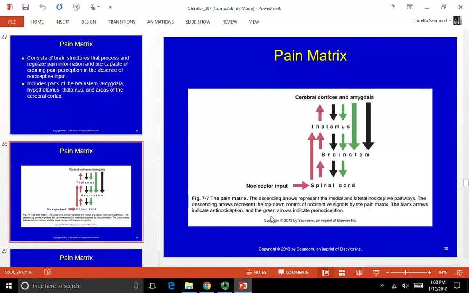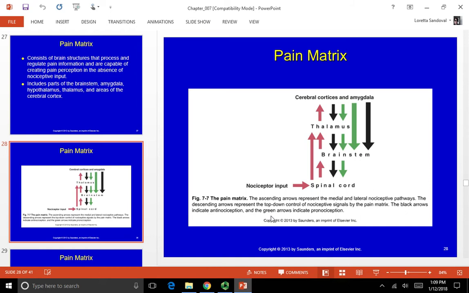So here's our little pain matrix chart, and it uses arrows. The descending arrows represent top-down control of nociceptive signals by the pain matrix. The black arrows are antinociception, and the green arrows are pronociception. The red arrows are bottom-up signals. So the red arrows are nociceptive input, the green and black arrows are pain matrix input.